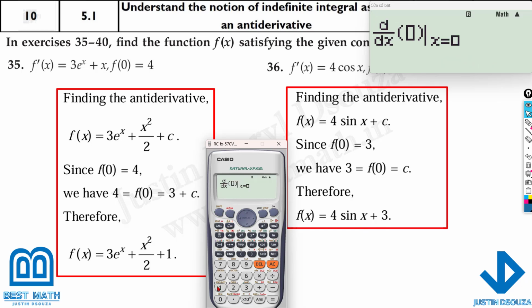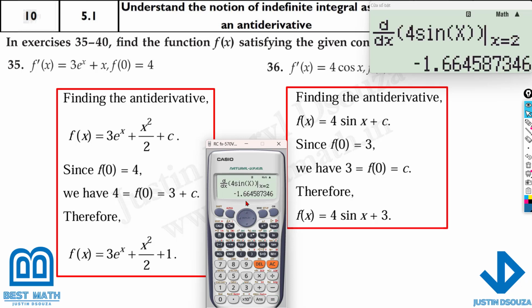Let me derive it. 4 sine x. I'm not going to put the constant. Even if I put it, it doesn't make a difference. It's the same answer. So this is correct. Now, if the constant is different, then I will see what is given to us. So here it will be 3 equals 4 sine, what is the x value? It's 0.